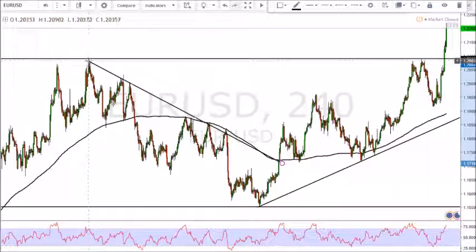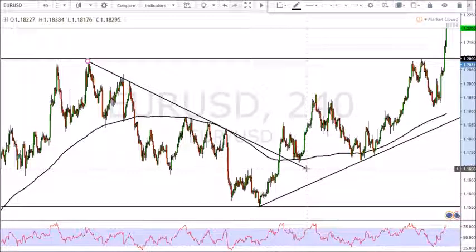Now just some adjustment here, because you have to see a trend line is not always a trend line. It's always a zone. It's like support and resistance. Yeah, it's not a line. It's always a zone. 3, 4, 5 pips up and down. Okay. Now let's take a look here.